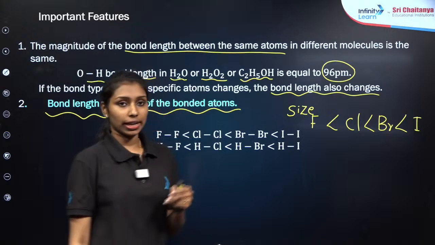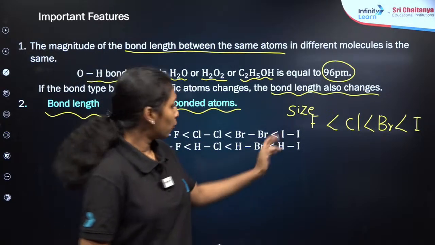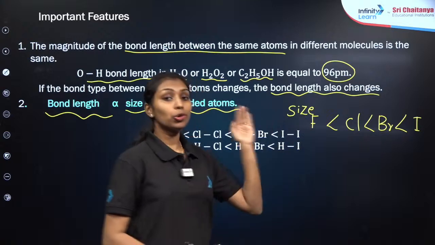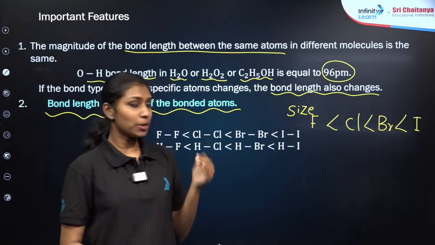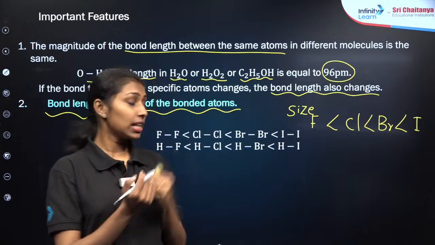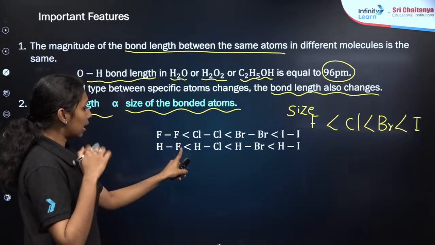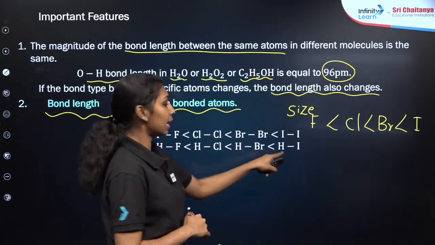These are the size order, right? Whenever we are moving from top to bottom in a group, for example, if I am taking the halogen group from fluorine to chlorine, chlorine to bromine, bromine to iodine, which means that size increases, right? As the size increases, the bond length also increases. HF bond length is less as compared to HCl, HBr and HI. Clear?